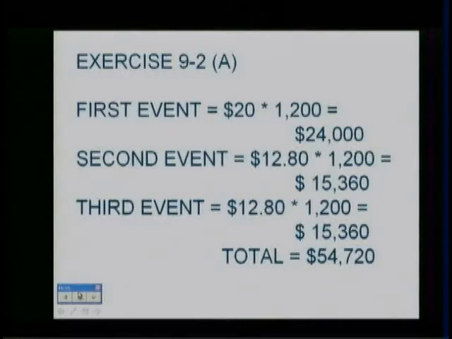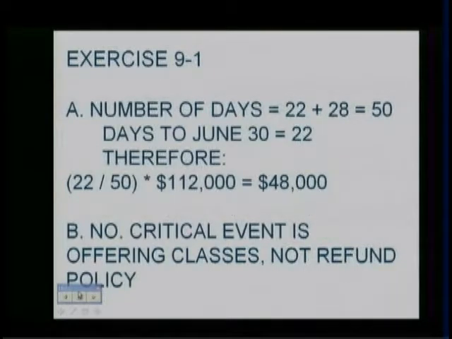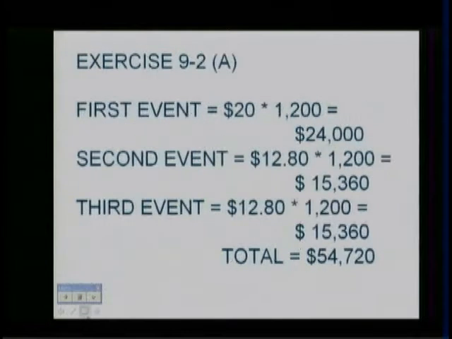Well, their first 3 events. The first event, we said we had a $20 value on it. So we take $20 times the 1,200 people who bought tickets. So $20 times 1,200 is $24,000. Now we have to figure out what the rest of the events are worth.